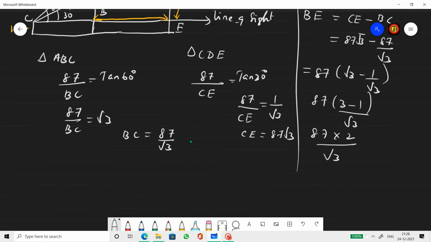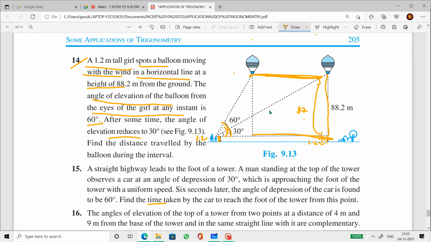So in the end you can rationalize it and present your answer. So 174 by root 3, into root 3 by root 3. So that means 174 root 3 by 3. Simplify and leave. I am done with the 14th question. The rest of it we'll do in the next session.